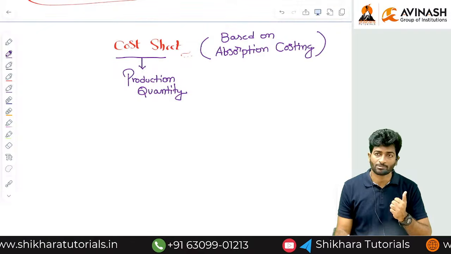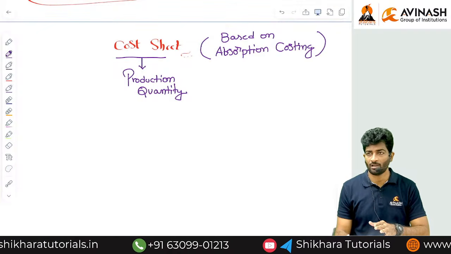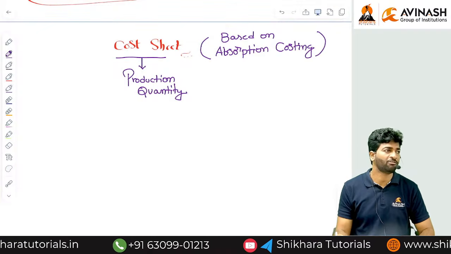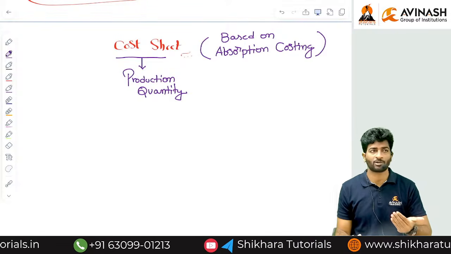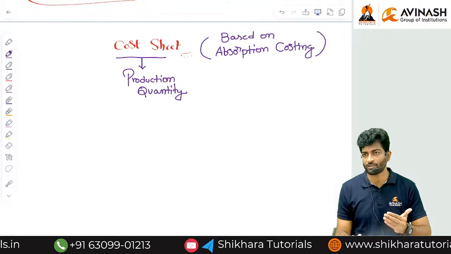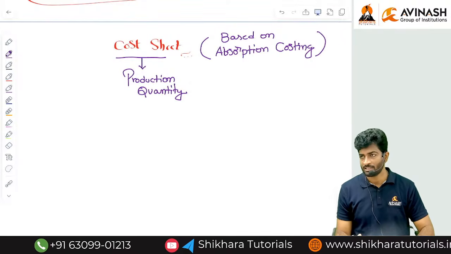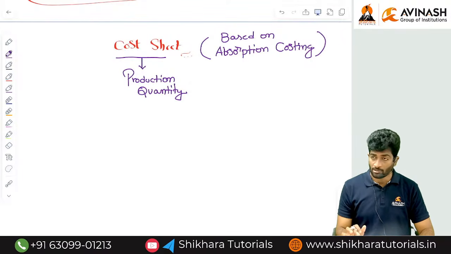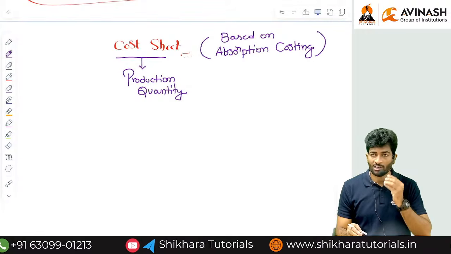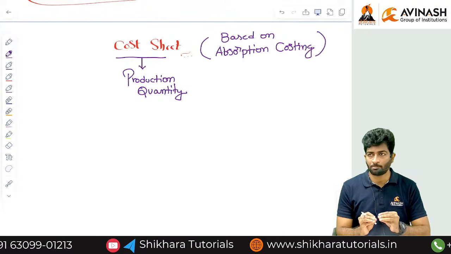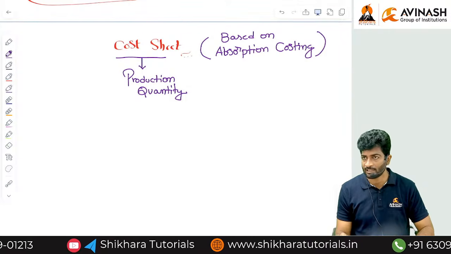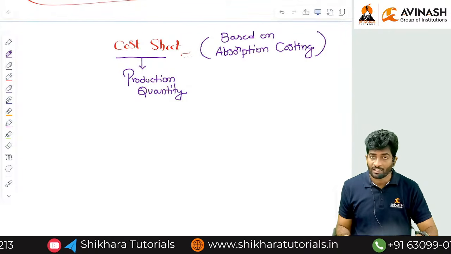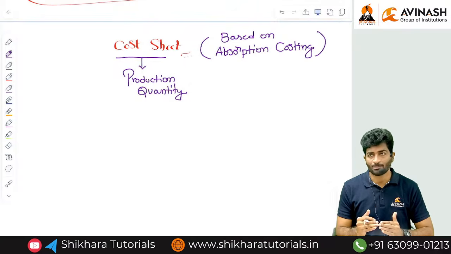When it comes to marginal costing, it is based on nature or behavior. If the expense is reacting to production activity, it is a variable expense. If it is not reacting, it is a fixed expense. Is it clear? Right. So the cost sheet is based on absorption costing, and all expenses relating to manufacturing production quantity only I am going to capture in this statement.